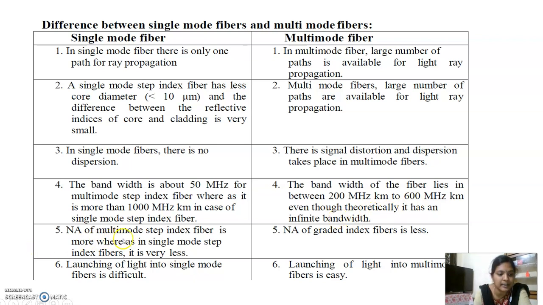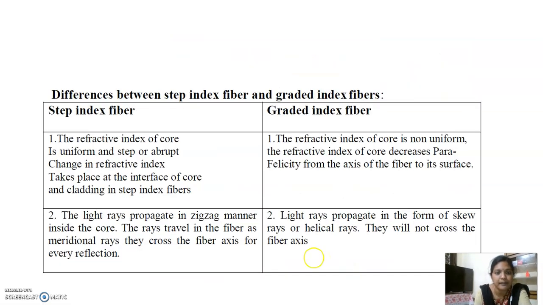Fifth point, the numerical aperture of multi-mode step index fiber is more than single mode step index, where it is very less. In the case of multi-mode, the numerical aperture of graded index fiber is less. In the case of single mode, the launching of the light is very difficult, whereas in multi-mode it is very easy. Now, let us see the difference between step index and graded index fiber.